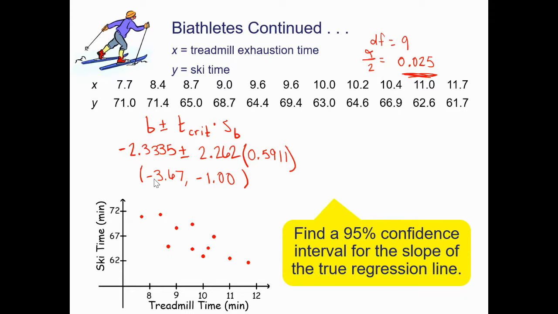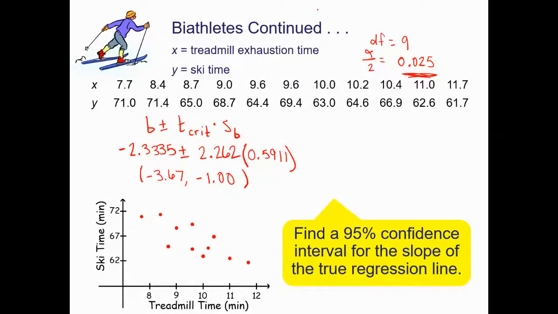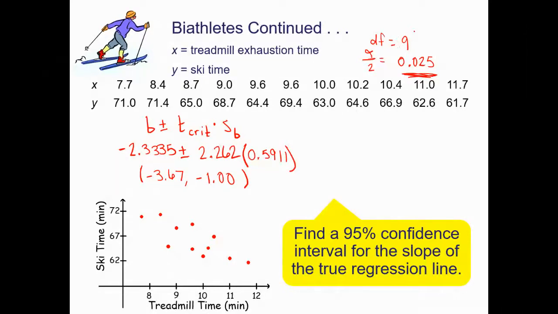If you were analyzing an actual data set, they would usually be much closer because you have more data points. You've got to remember, we only have 9 degrees of freedom here. So that's why our interval is fairly wide. If you had 20, 30, 40 data points, that interval is going to get smaller and smaller and smaller.